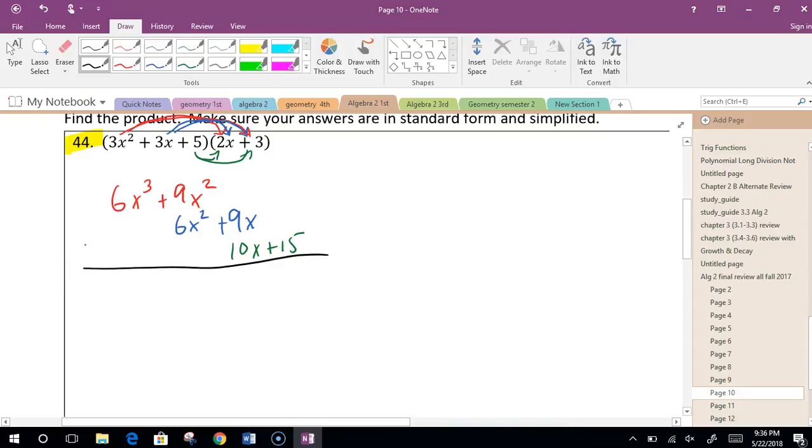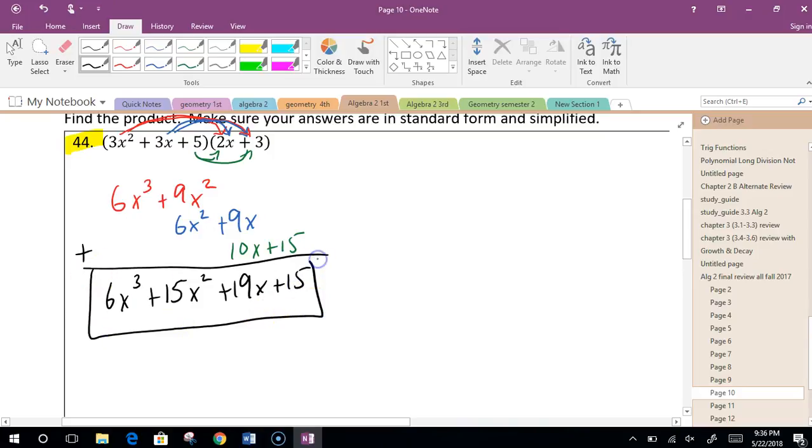We're going to draw the line underneath here, and we're going to add straight down. So we get a final answer of 6x to the third plus 15x squared plus 19x plus 15. And that would be our final answer. That's the simplest way to deal with these.